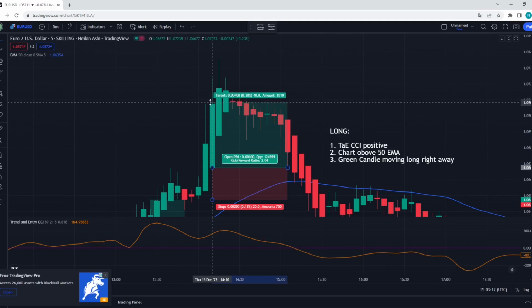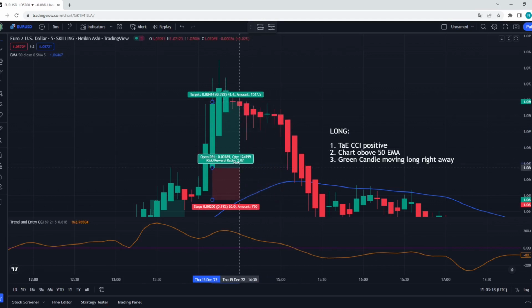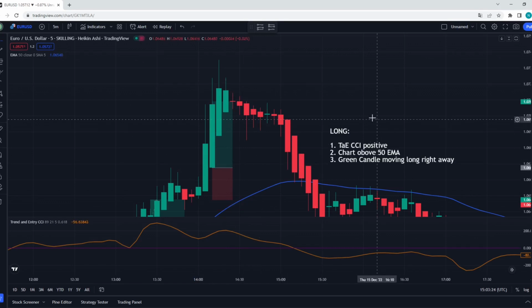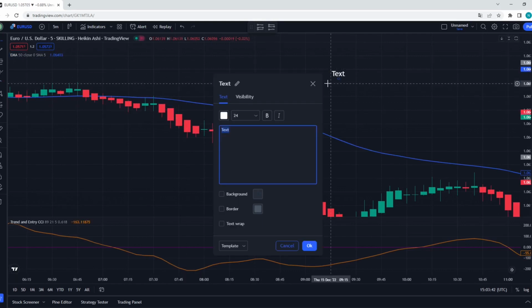And here we got our first red candle, so I closed the position here. And as you can see, we got a risk-reward ratio of 2.07. So these are the rules for a long trade. The rules for a short trade are very similar, so I will write it down again for you.